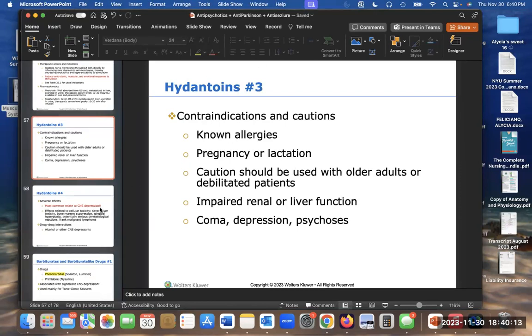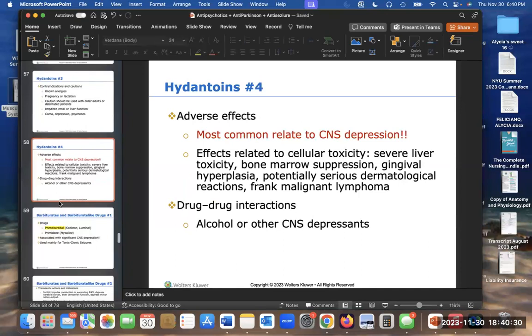And anybody who's in a depression or having psychosis or coma, they're having CNS depression already. So if we're going to give them a medication that can also further CNS depression, no good. And you're going to see this repeat. These contraindications are going to repeat in every single class that we're talking about. Same thing with pretty much the adverse effects. Every single one is going to say CNS depression. And what's going to be our drug-to-drug interaction for every single class? Alcohol, narcotics, and CNS depressants.